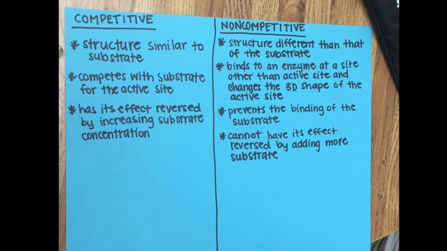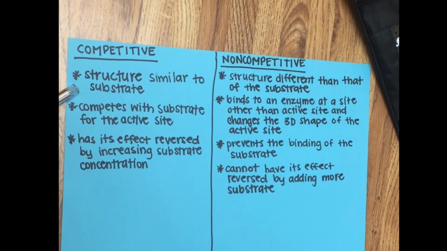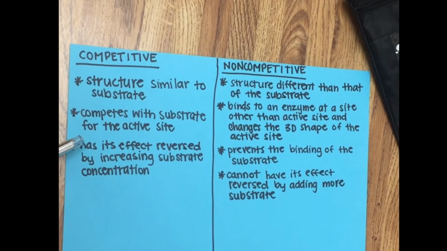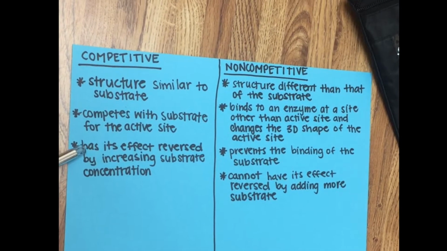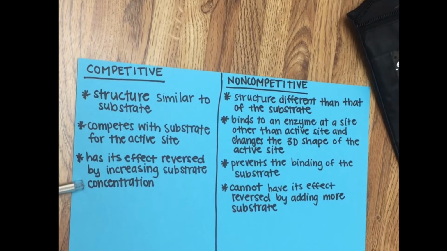Okay, so for the competitive inhibitor, its structure is similar to the substrate, so it competes with the substrate for the active site. It has its effect reversed by increasing substrate concentration.